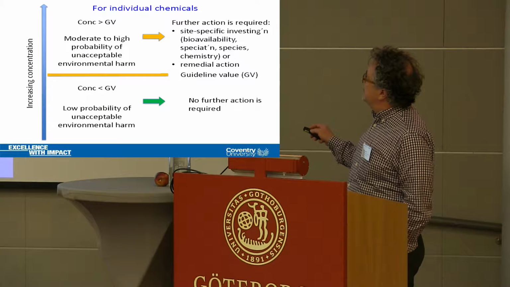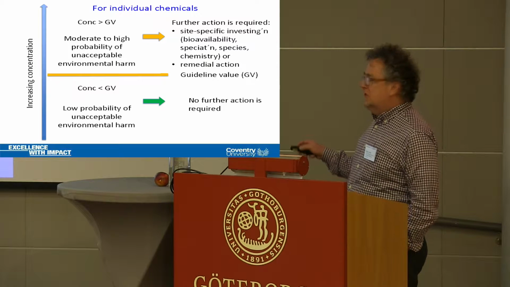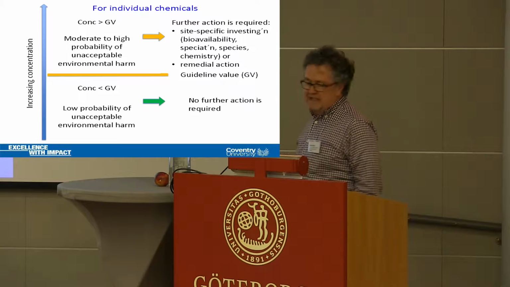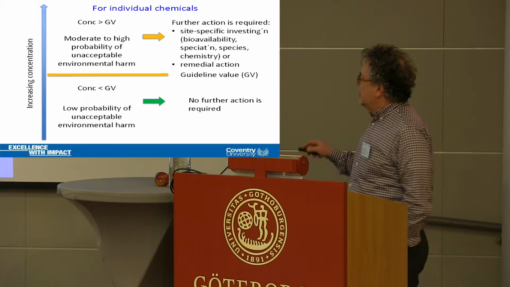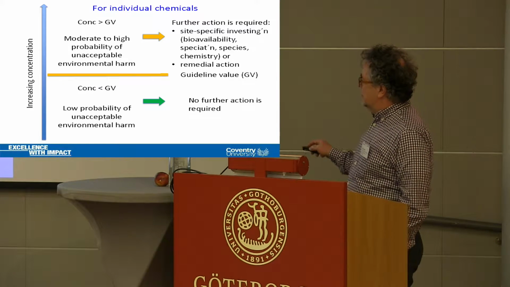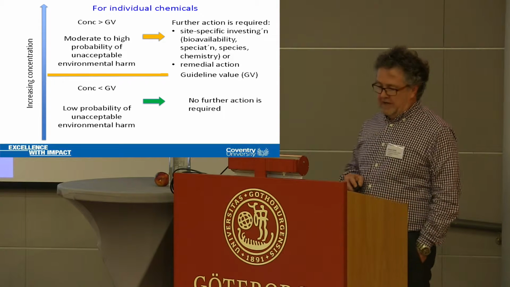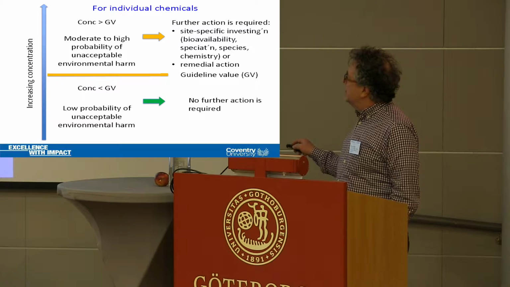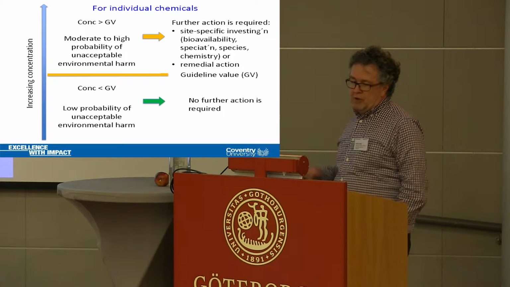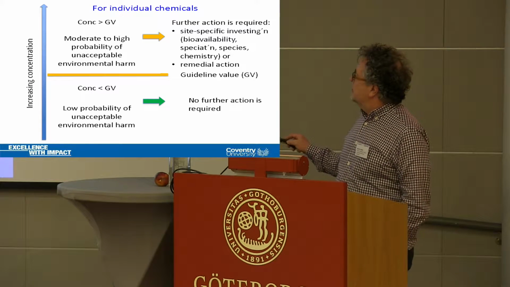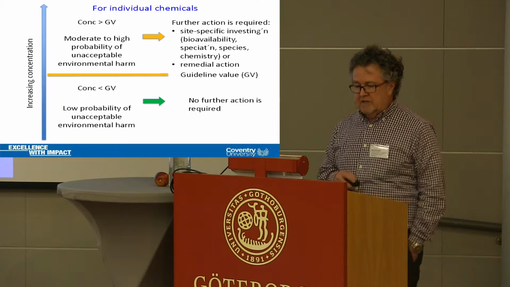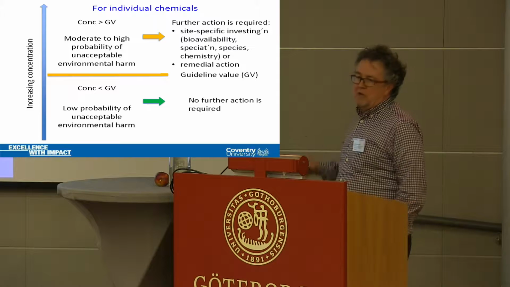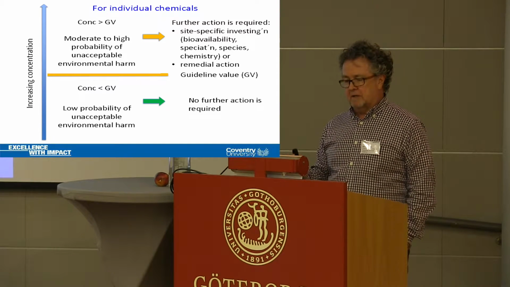And this is what we do for individual chemicals. I'll come on to mixtures in a minute. So if the concentration of an individual chemical is less than the guideline value, we interpret that there's a low probability of unacceptable environmental harm, and no further action is required. If the concentration is greater than the guideline value, we interpret that there's a moderate to high probability of unacceptable environmental harm, and therefore further action is required or triggered.